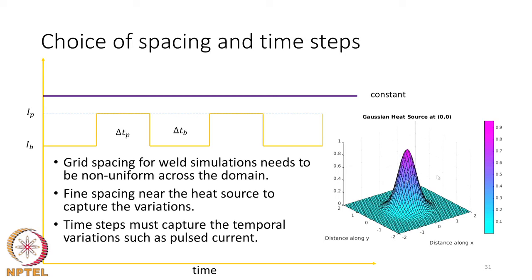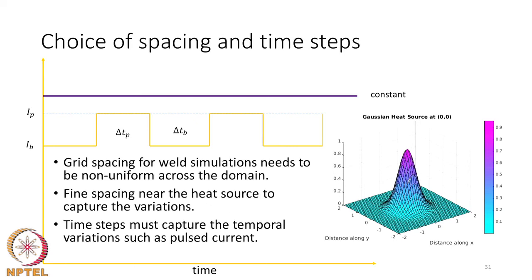So, some care has to be taken in the choice of the time step, and this is what we are talking about. For example, let us look at the grid spacing itself. You know that the heat source in the case of welding is not going to be uniform, it is going to be focused at a particular location. So, wherever it is being applied, there you must have fine grid spacings, so that the variation of the heat source is captured properly, which means that the grid spacing should not be uniform across the domain. It must be fine at the locations where the heat source is applied, and it can be coarse away from the heat source.